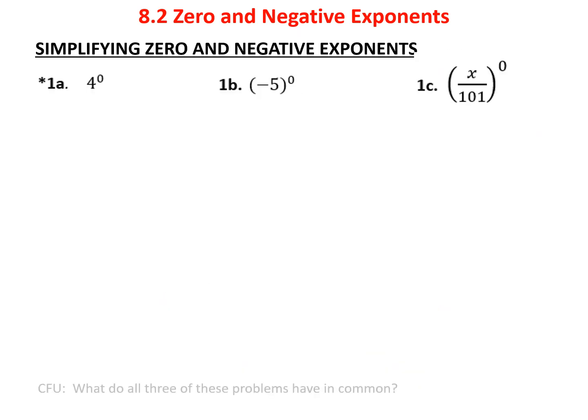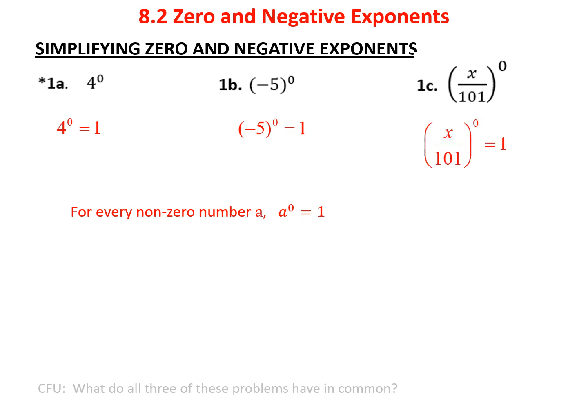So let's look at 1a, 1b, and 1c. Notice they all have an exponent of 0. What do we learn about these? Every non-zero number, a to the 0 is always 1. So what do you think 4 to the 0 equals? 1. What does negative 5 to the 0 equal? 1. What does x divided by 101 to the 0 power equal? 1. And don't make the mistake of thinking it's 0. Any number to the 0 power equals 1.